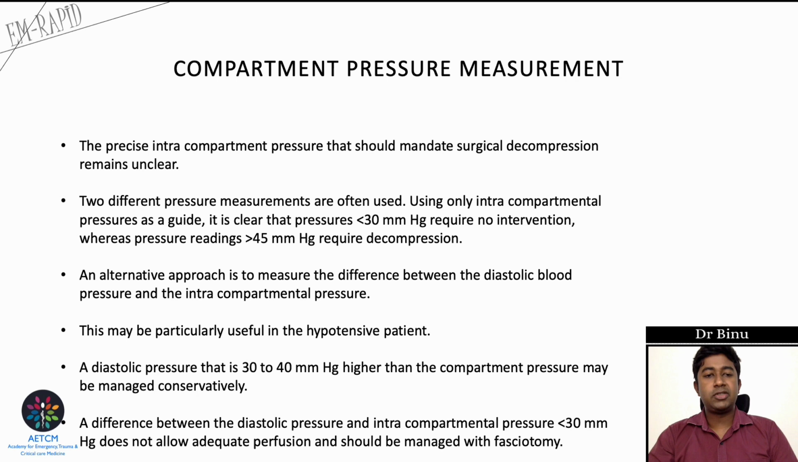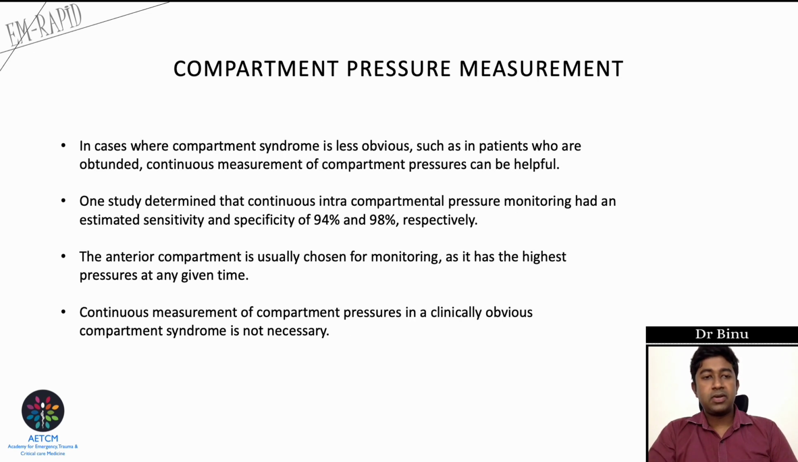An alternative approach is to measure the difference between the diastolic pressure and the intracompartmental pressure, and this may be particularly useful in hypertensive patients. A diastolic pressure that is 30 to 40 millimeters higher than the compartment pressure may be managed conservatively, and a difference between the diastolic pressure and the intracompartmental pressure of less than 30 does not allow adequate perfusion and should be managed with fasciotomy.